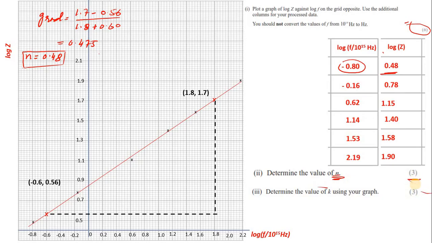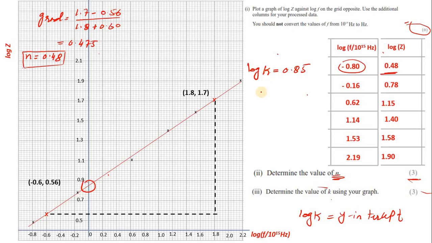Next part is determine the value of k using your graph. Remember, I have already shown before that log of k is the y-intercept. So the y-intercept you can find from here. This is the y-intercept, and as per my graph, this y-intercept is 0.85. You can take slightly above 84, so 0.85. So you can say that log of k, which is y-intercept, equal to 0.85.